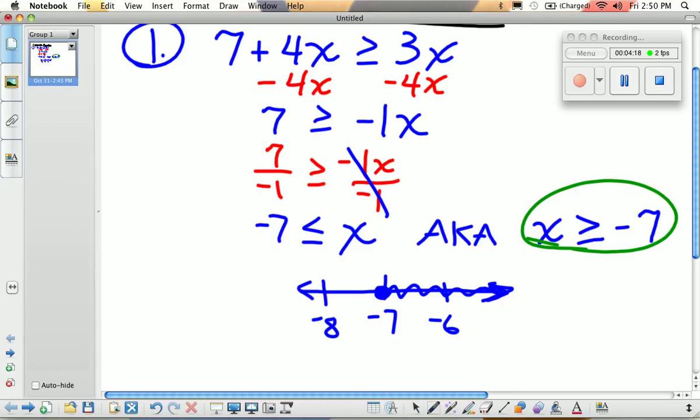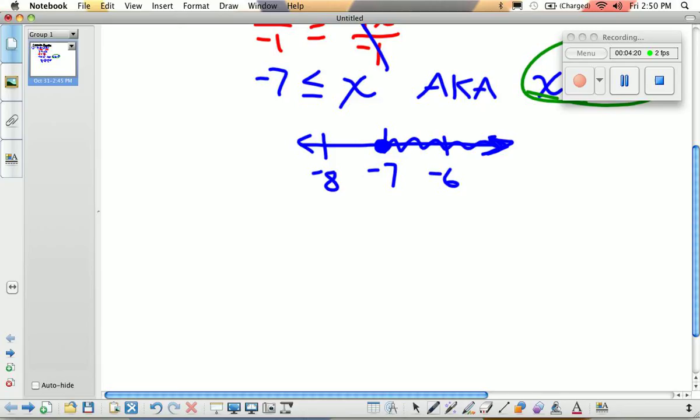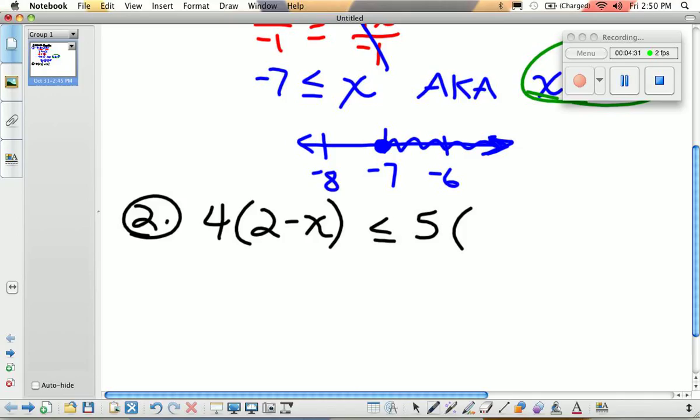Okay, number 2. We are going to solve, but before we solve, we're going to have to do some simplifying. So we have 4 times 2 minus x is less than or equal to 5 times x minus 2. Is 2 minus x the same as x minus 2? No, subtraction doesn't allow them to trade places. They really are different expressions.